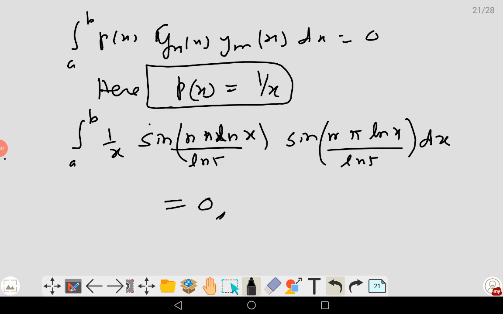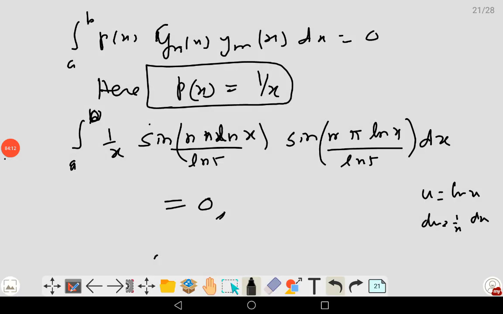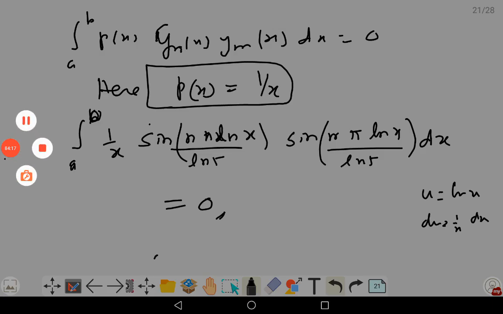You can simply verify this one is 0 by using the previous chapter's method. By substitution method you can choose u is ln x, then du will be 1 by x dx, and then you can convert everything into u. The limits will change accordingly. Try this part yourself, right? Okay, thank you very much. That's the end of this problem.